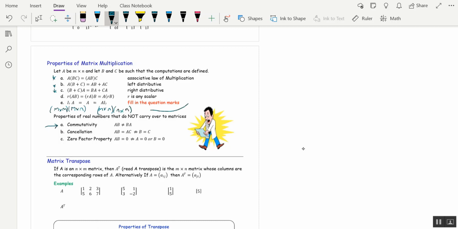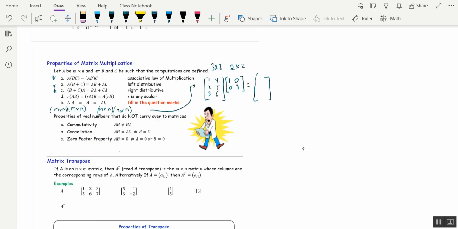So let me just show you a quick example. If A is 1, 2, 3, 4, 5, 6, and we want to multiply on the right by an identity matrix to get A back again, since A is 3 by 2, this would have to be the 2 by 2 identity, 1, 0, 0, 1. And you should verify that when you multiply those 2 matrices, you do indeed get A back again.